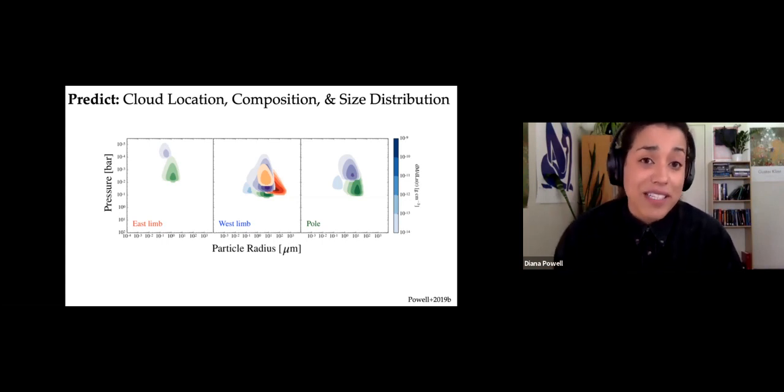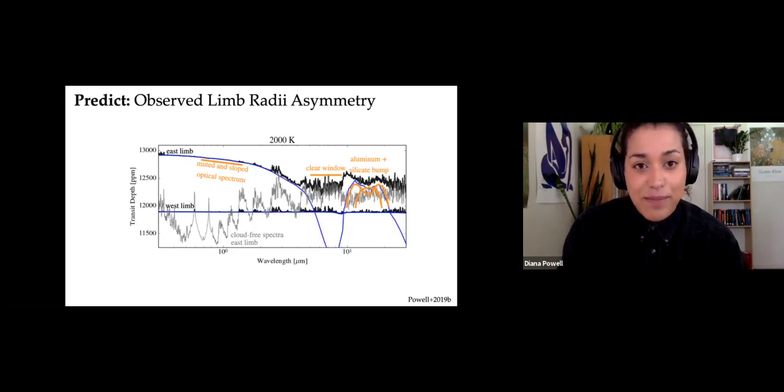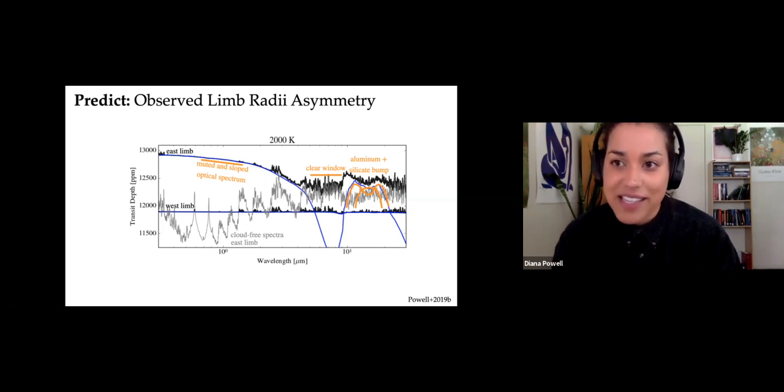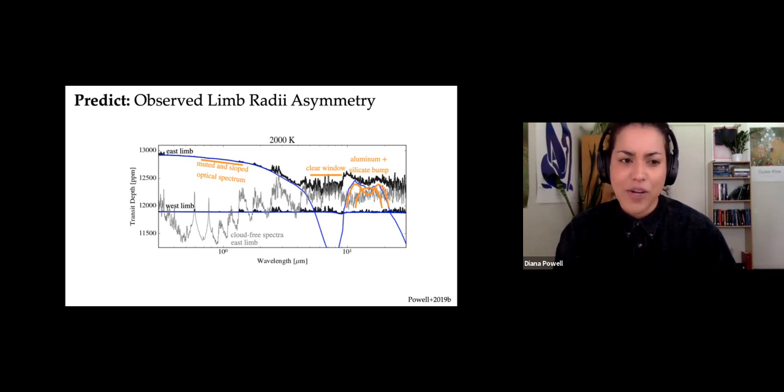And from this model, you can really see how clouds are super sensitive to planetary properties like temperature, and how when we're looking for features, it might be beneficial for us to look at particular regions of the planet where we can gain more information. So here, like the east limb versus the west. I hope that answered your question.